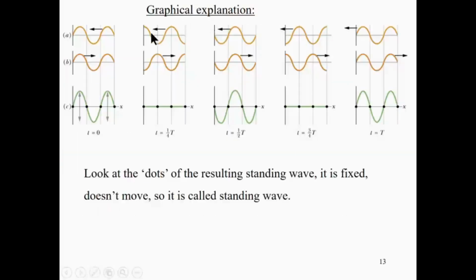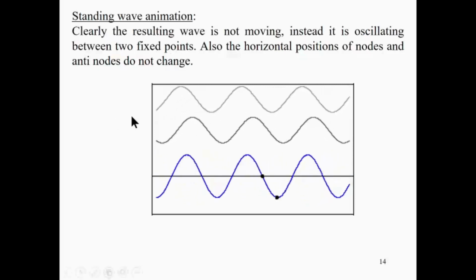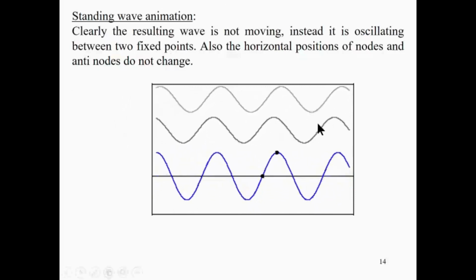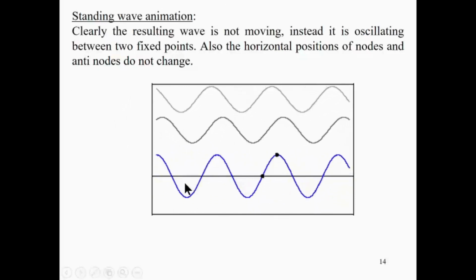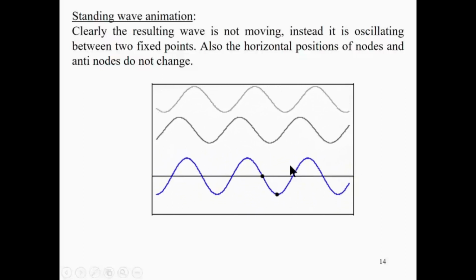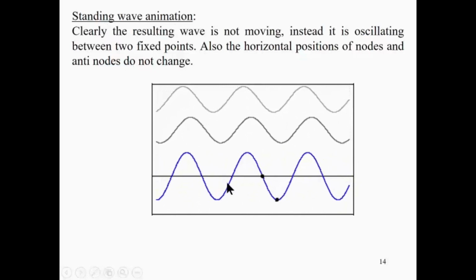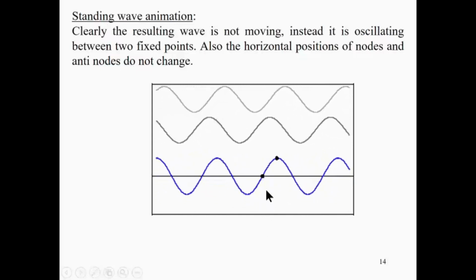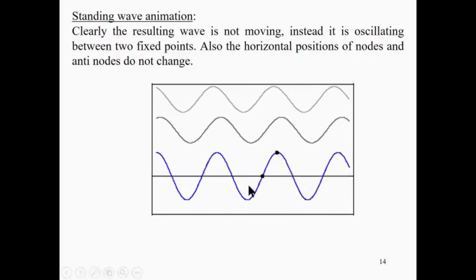Here's a more graphical explanation. In the next video I will show you an actual standing wave in a lab, and also check out the animation video. So here's the explanation: you have two identical waves traveling in opposite directions, and here's the resulting wave. You can clearly see the resultant wave pattern doesn't move in the x direction. That's why it is called a standing wave. It just oscillates in the y direction, up and down, in a fixed position.